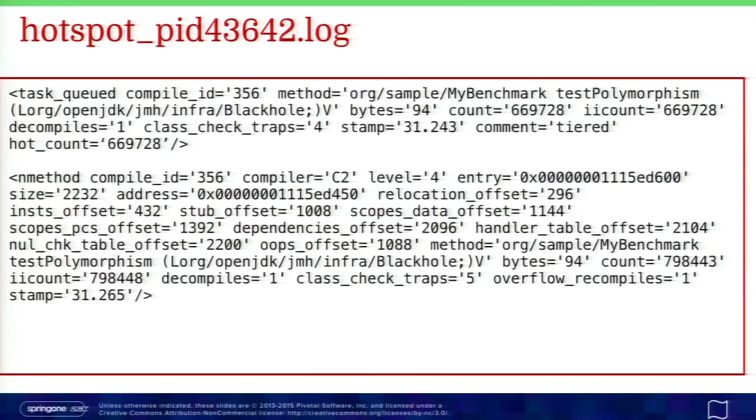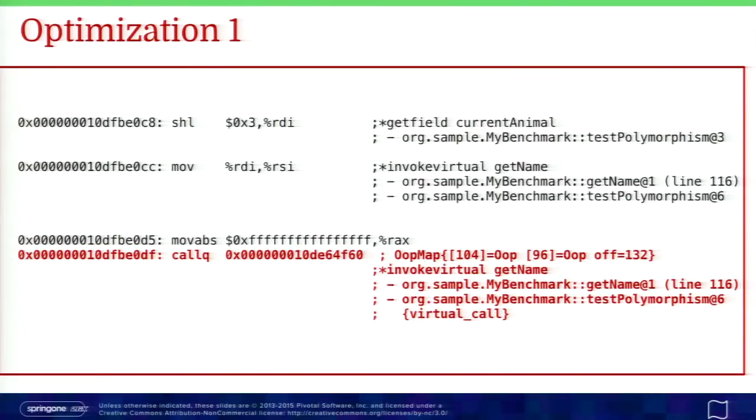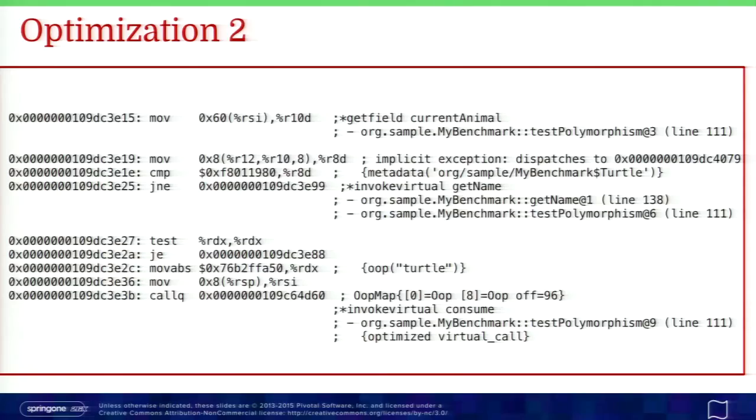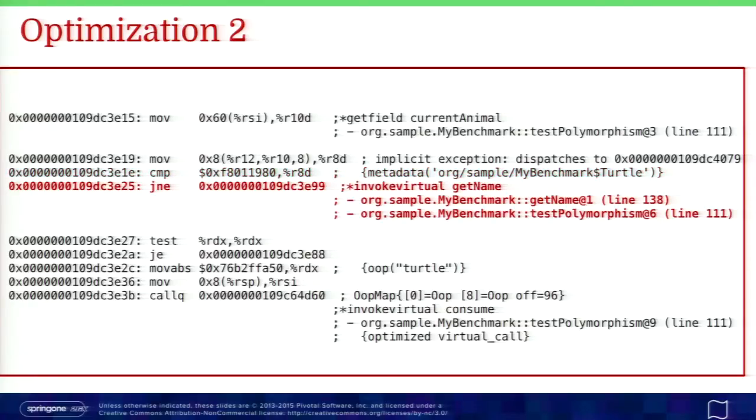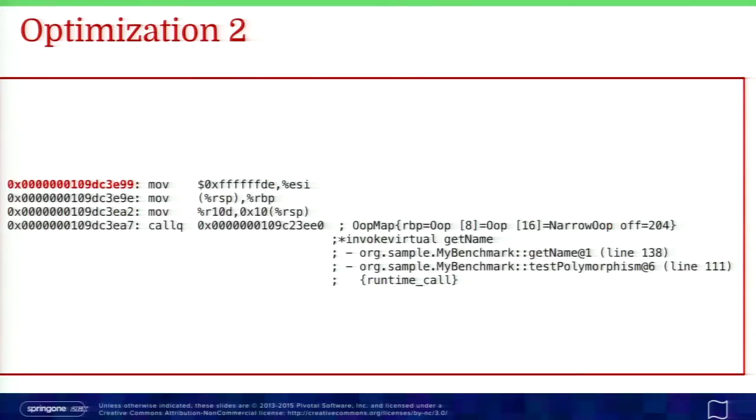And then, sure enough, we see another compilation go into effect. So optimization 1. Here we see the call to get name. And this is the call to get name on the animal, right? So this is basic. We haven't really seen anything about the turtle yet. Now we go to optimization 2. Here we're seeing a comparison for getTurtle. So for turtle, we're going to do some special logic. If not, then we're going to jump to this location, the E99 there. And we can go down to that E99, and we see the get name call there. So we're going back to looking at the general animal again.